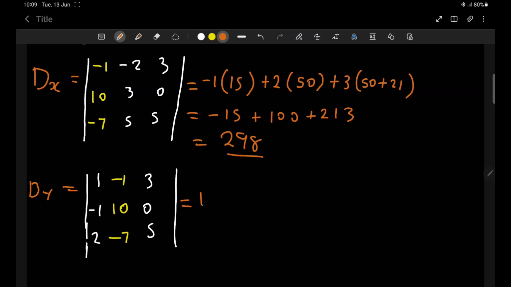So we pick the first one. So we hold the column and the row. So 10 by 5 will be 50. -7 by 0 will be 0. So this is a negative, so here will be a +1. So we hold this column and this row. So -1 by 5 will be negative 5.